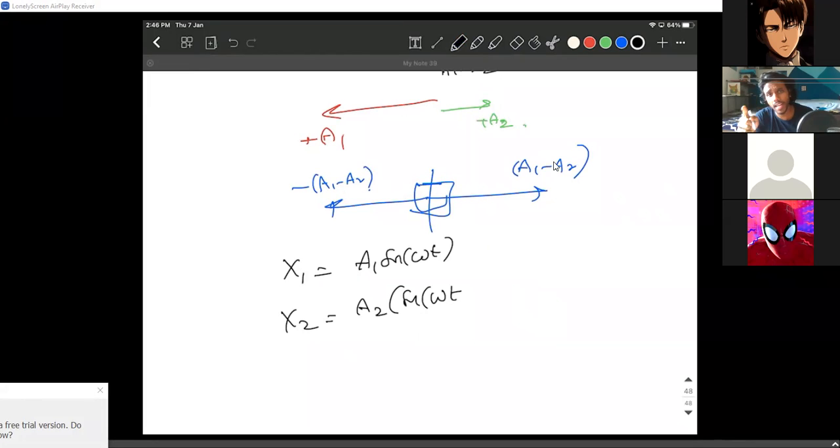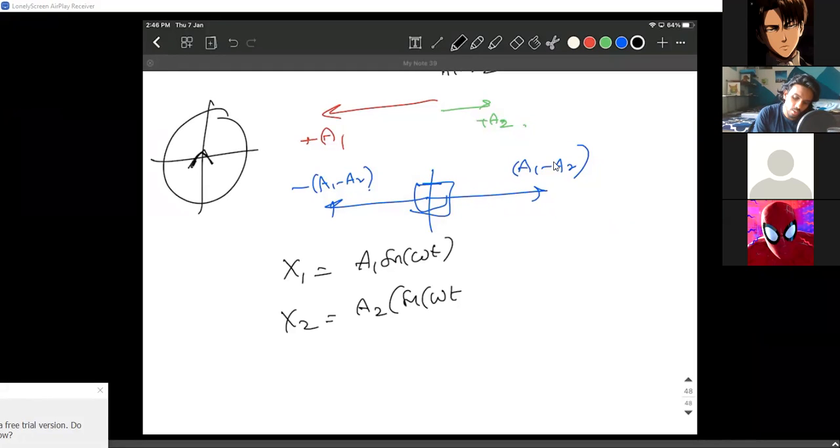No, it didn't start at the extreme position. Both started at the mean position only. But one is going to the positive extreme, the other is going to the negative extreme. So, 180 degrees should I write, sir? Then pi. Exactly. So pi is the difference, plus 180 degrees. Do you get it?